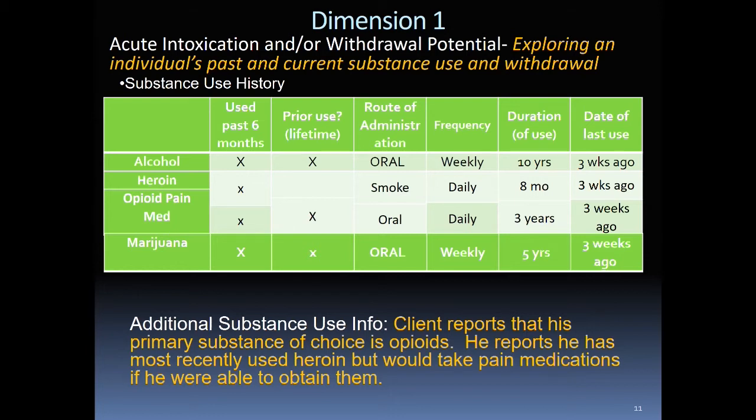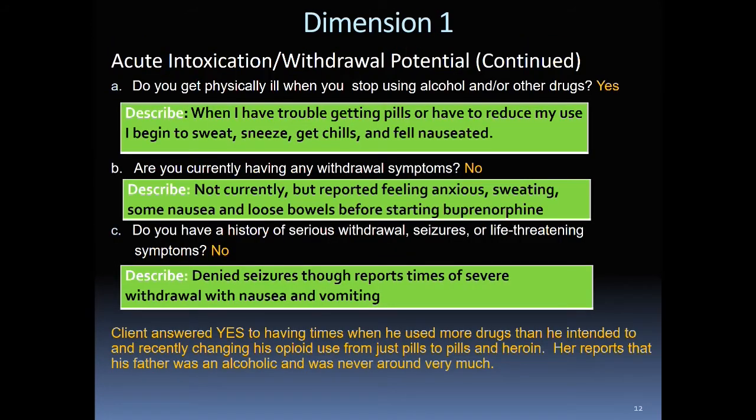So we have some additional substance use info. Client reports that his primary substance of choice is opioids. He reports he has most recently used heroin but would take pain medications if he were able to obtain them. Dimension 1, acute intoxication withdrawal potential. So just some key questions here within the Dimension 1 ASAM assessment.